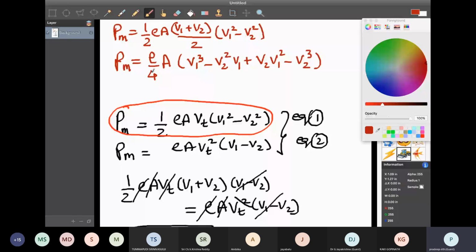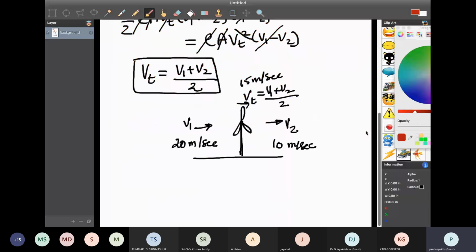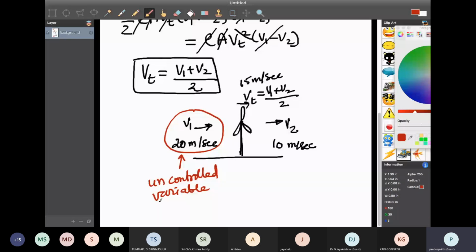Here one thing I forgot to mention. If I go back to this diagram, V1 is not a controlled variable. This is an uncontrolled variable, defined by the weather. If the weather is windy, then V1 will increase, and if the weather is calm, then V1 will reduce. So this is not under our control, whereas V2 is under our control. So this we can control.